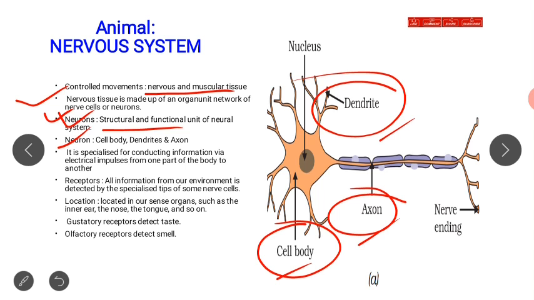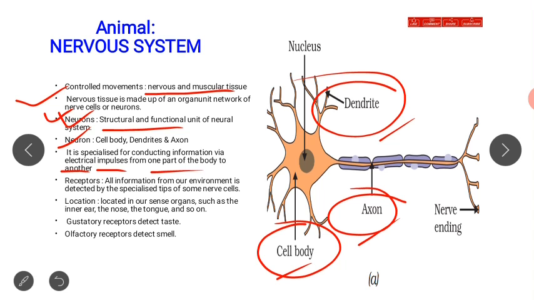Neuron or nerve cell conducts the information in the form of electrical impulses from one part of the body to another. This is the function of neuron. So neuron is specialized for conducting information in the form of electrical impulses from one part of the body to another part.